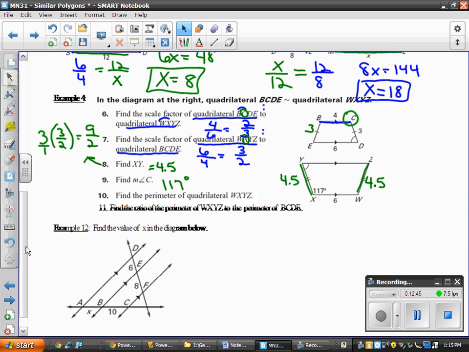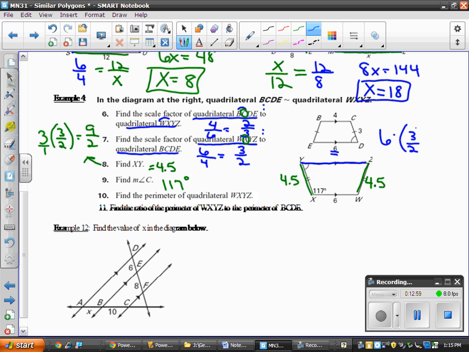So again, I'm going to erase this so we don't get all confused here. We need to find this length right here because I don't think we found that yet. So I'm going to take 6 from here and multiply it by that scale factor of 3 halves. So we're going to get 18 over 2, which is going to give me a length of 9. So the scale factor is nice because it is much faster than setting up a proportion. But I just wanted to show you guys how to use that too.